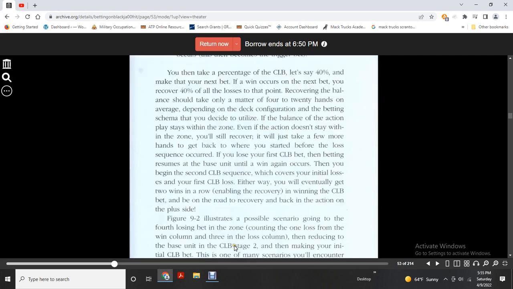If the clearance losing bet wins, then you bet the base unit until a win occurs again. Then you begin the second clearance losing bet.